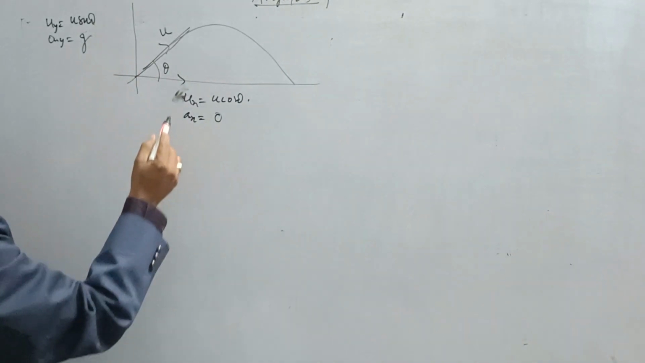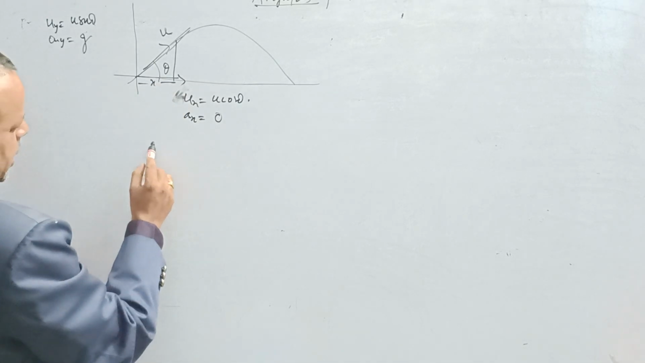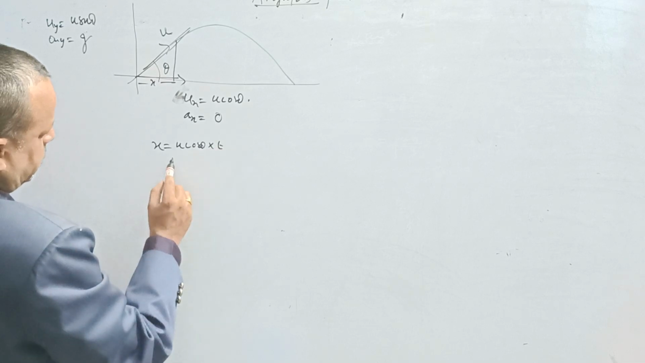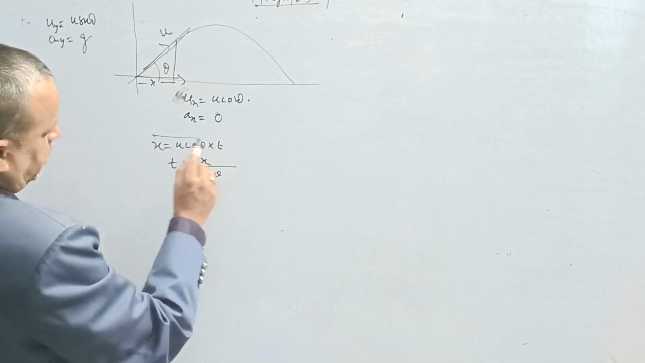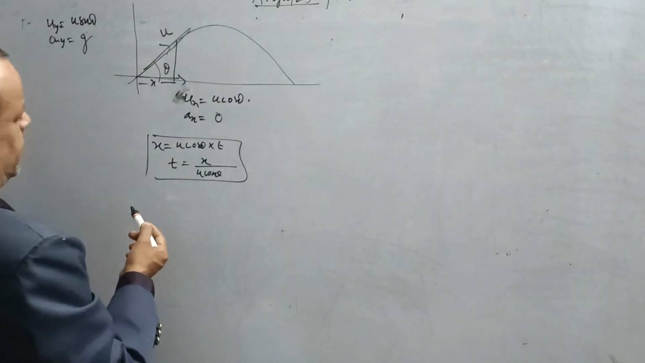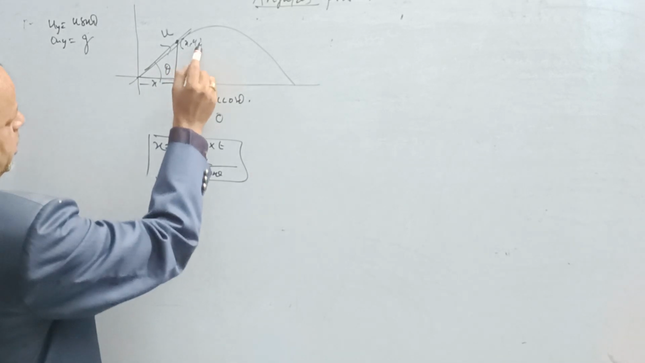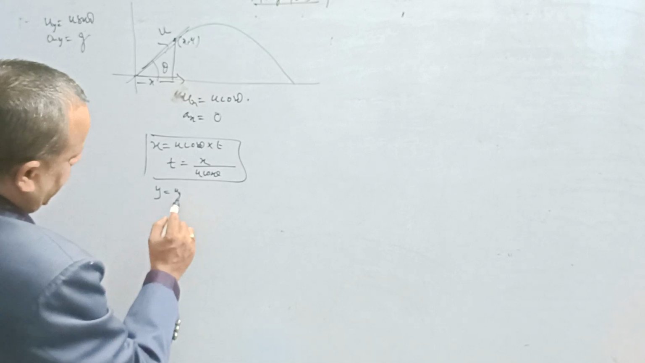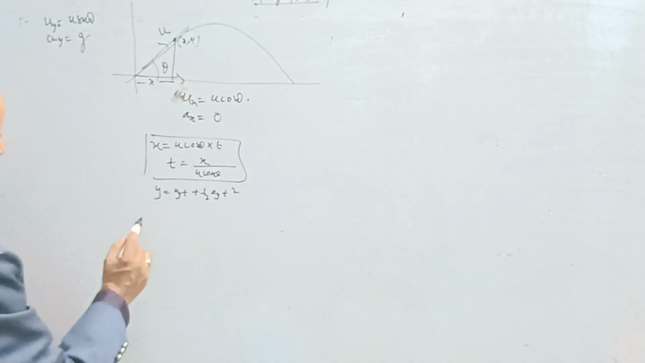Let us suppose this is x. So x is u cos theta into t, and t is x upon u cos theta. Basically it is the distance traveled, which is velocity into time. So I have taken any point which is (x, y) over here. Now we will go for y. y is u_y t plus half a_y t square.